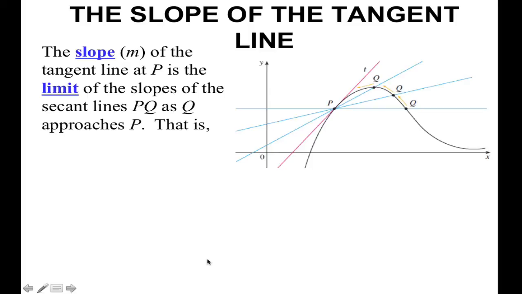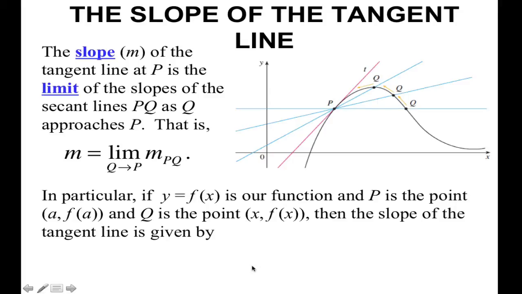So what we're going to be doing is calculating the slope of the tangent line. The slope m of the tangent line at point P is the limit of the slopes of the secant lines PQ as Q approaches P. So as you can see in this picture, if I take line PQ but move Q closer and closer to P until Q is basically right on top of P, that means I'm calculating the slope of my tangent line. So that's the idea: as Q is approaching P, you're going to get the slope of the secant lines.